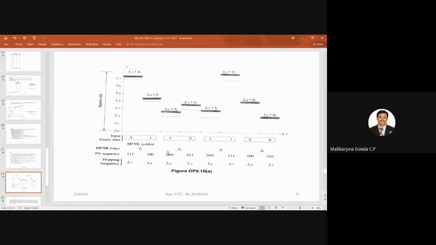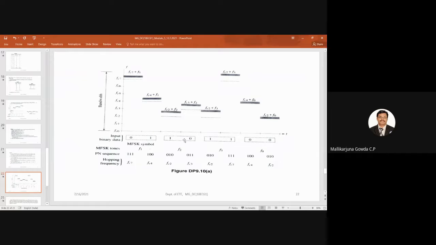So hope you are able to understand this. One symbol, that is 0, 1, which is MFSK tone F1, will be transmitted with two hops. One hopping frequency is FC7 and another hopping frequency is FC4. That is why it is written here FC7 plus F1 and another one is FC4 plus F1. Okay. So your MFSK symbol is 0, 1. That will be transmitted with two hops, and those two hopping frequencies are different, right? One is FC7 and another is FC4.